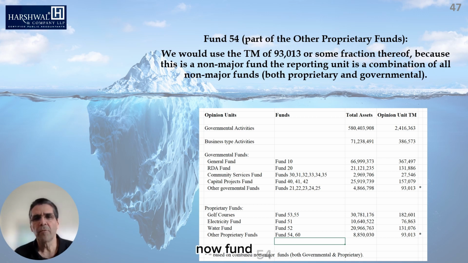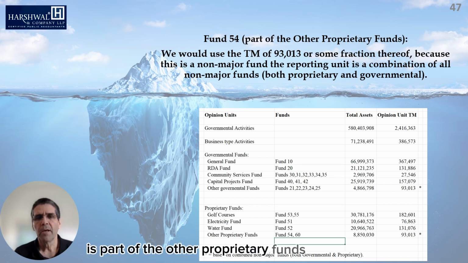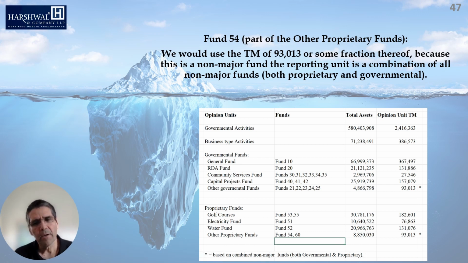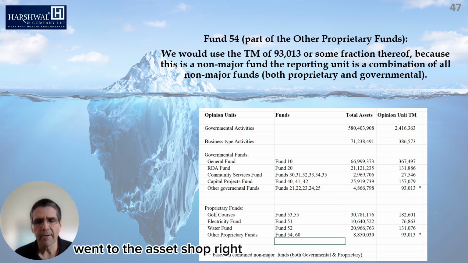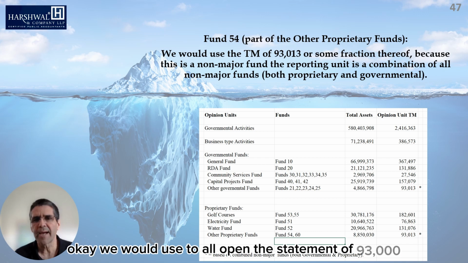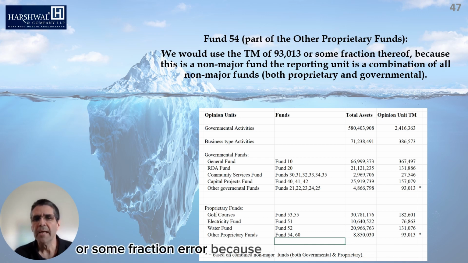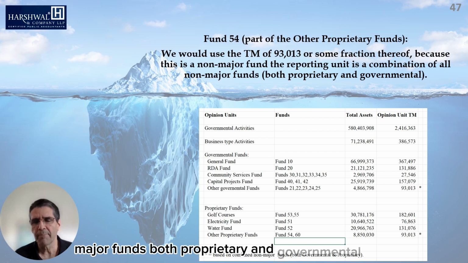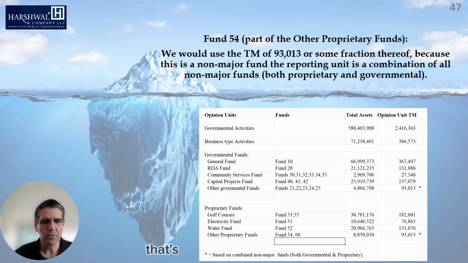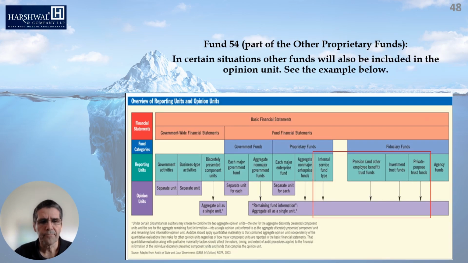Now, Fund 54, last line down there, is part of the other proprietary funds. So when do the assets show up? Right there in that opinion unit. Okay, we would use tolerable misstatement of 93,000 or some fraction there because this is a non-major fund. The reporting unit is a combination of all non-major funds, both proprietary and governmental. Okay, that's important to remember.